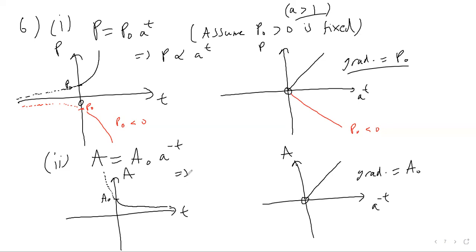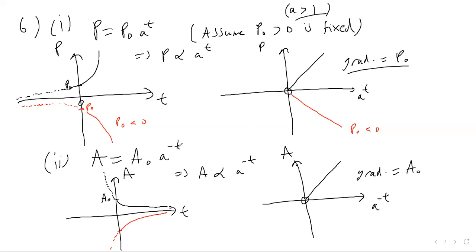Because, again, we can say from here that A is proportional to little a to the power minus t. So we've got a constant of proportionality of A0. So that's our gradient for this A against little a to the minus t graph. And again, if we had a negative A0 value, in theory the graph would be like this, the reflection of that graph.